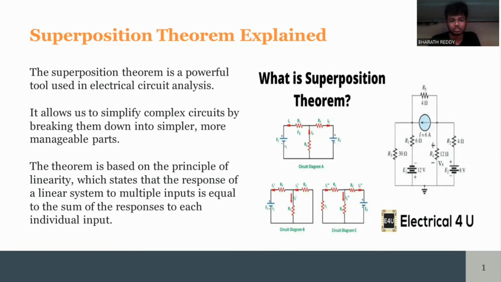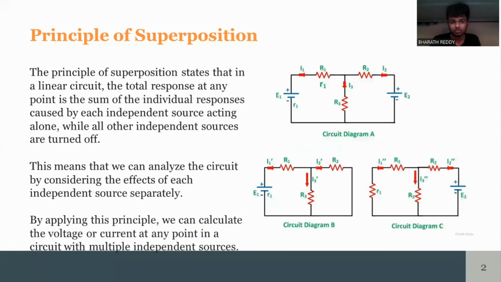Today we'll discuss some topics related to network analysis. Superposition theorem. The superposition theorem is a powerful tool used in electrical circuit analysis. It allows us to simplify complex circuits by breaking them down into simpler, more manageable parts. The theorem is based on a principle of linearity, which states that the response of a linear system to multiple inputs is equal to the sum of responses to each individual part.